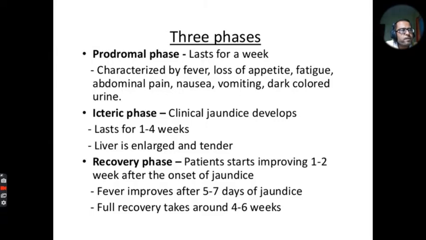First is the prodromal, which is also known as the pre-icteric phase. Second is the icteric phase, and the last one is the recovery phase. These 3 phases are observed in a hepatitis A type of infection.